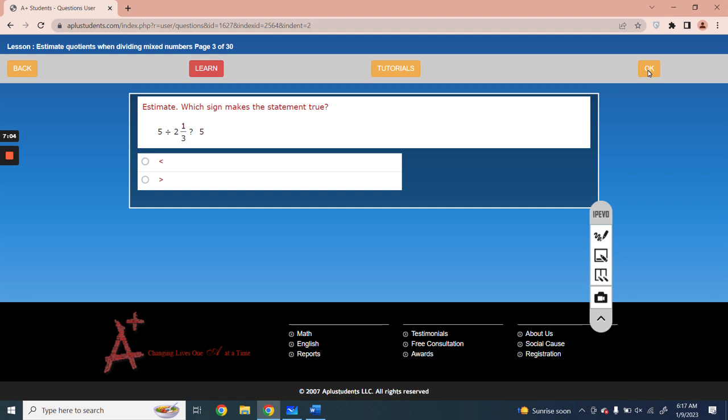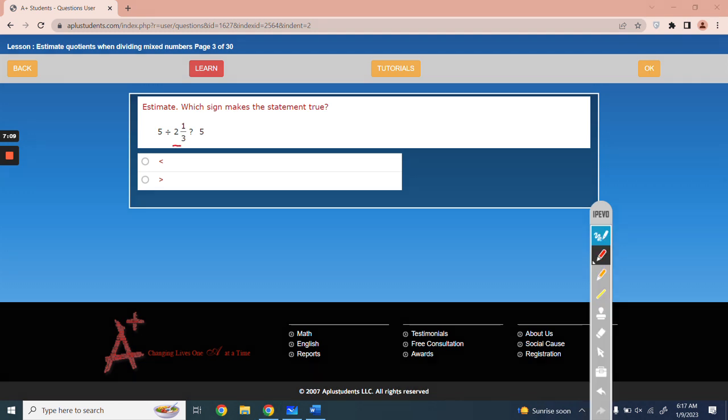Okay, the next one is 2 whole 1 over 3 divided by 5. So you have to estimate 2 whole 1 over 3. 2 is the whole number, so you can estimate it to 5, because the nearest number to 2 that is divisible by 5 is 5. So we can estimate 2 whole 1 by 3 to 5.